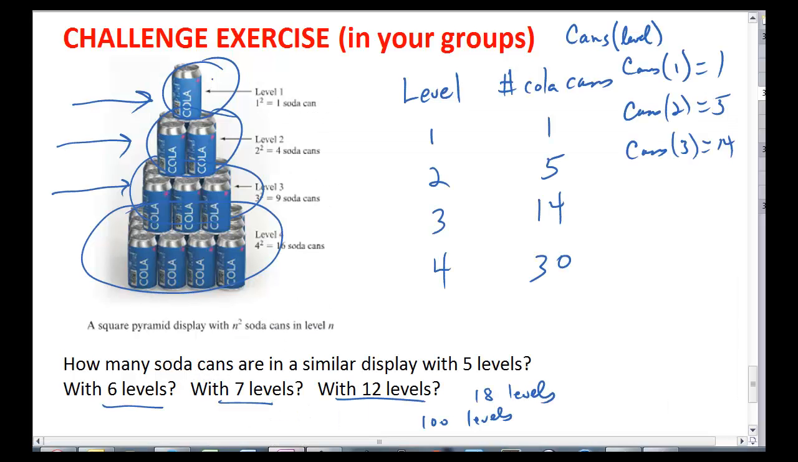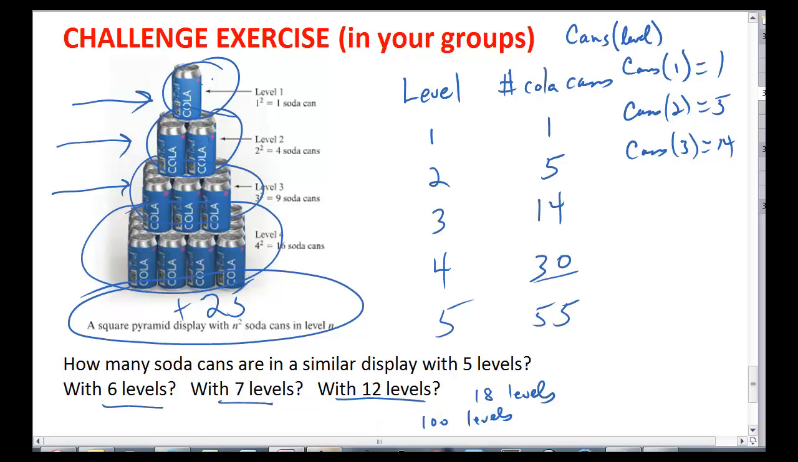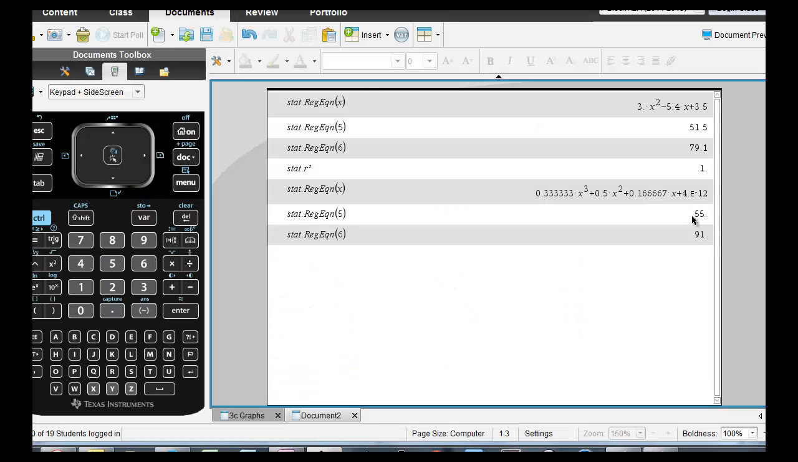Let's go back and try it analytically. If I added one more level to the pyramid here I've got 1, 4, 9, 16. I'd be adding 25 more. What's 25 more than 30? I should get a 55. Is that what I got? That's exactly what I got.